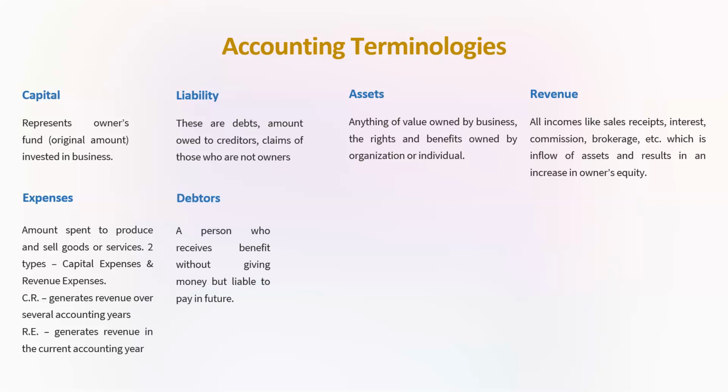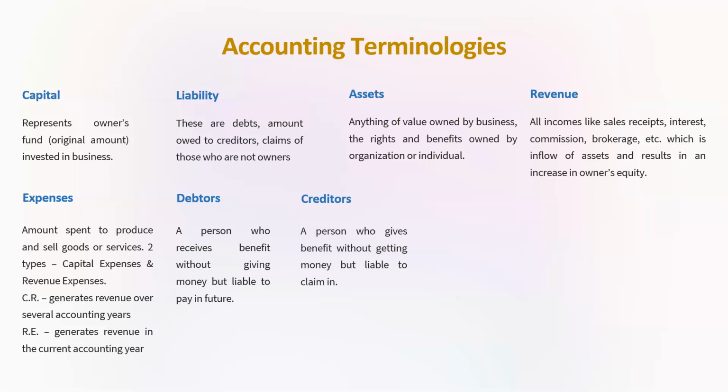And then the debtors. Debtors are all the people, whether an organization or an individual, any entity which is liable to pay. They are considered debtors. They have got the service or the product from the company, but they haven't paid for the service or the product they have received. Instantly, they haven't paid, but they are liable to pay in the future.